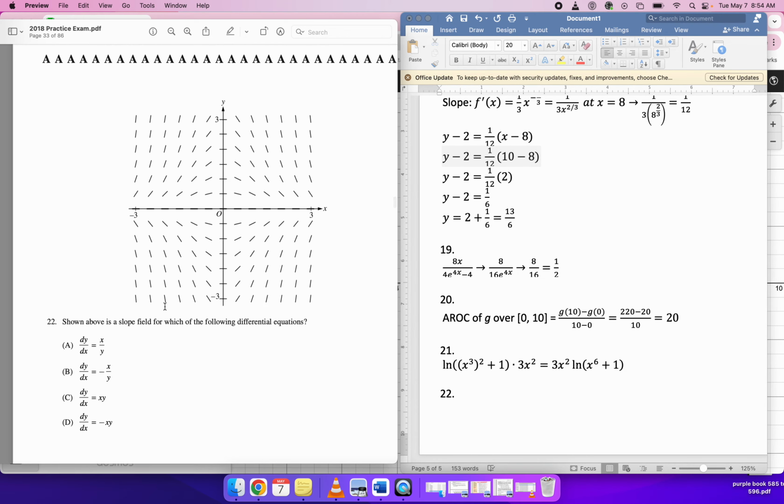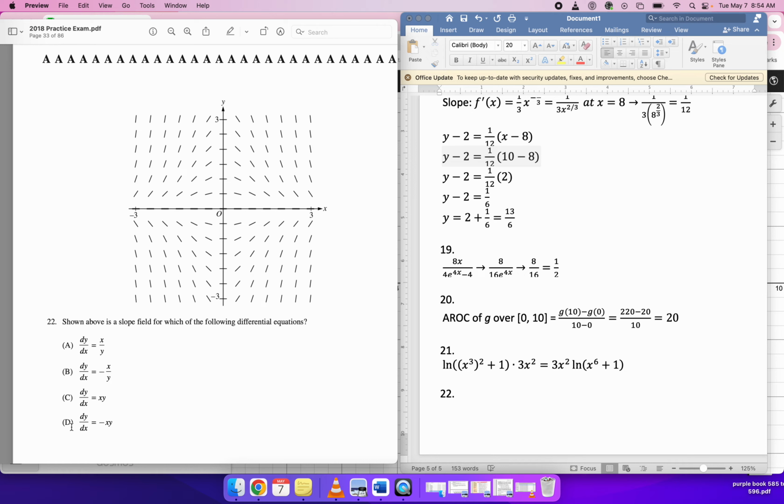Shown above is a slope field for which of the following differential equations? Well, right away I noticed that the slopes are all 0 on the x-axis, and they're all 0 on the y-axis. So the relevant equation should be equal to 0 anytime either x is 0, which would correspond to the y-axis, or anytime that y is 0, which would correspond to the x-axis.